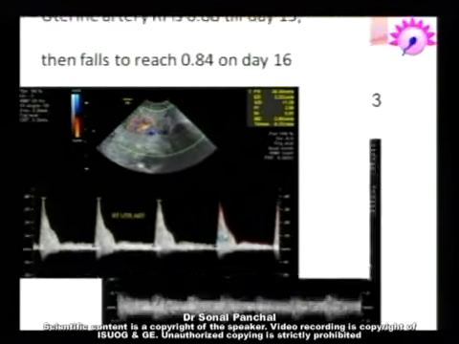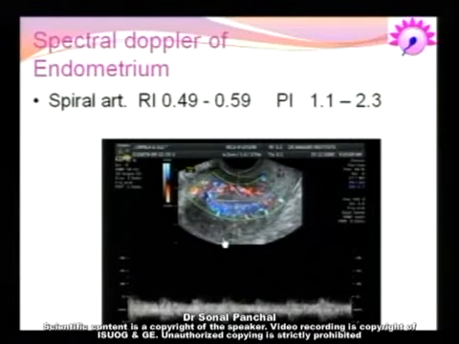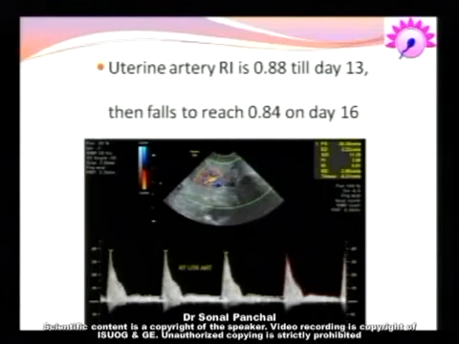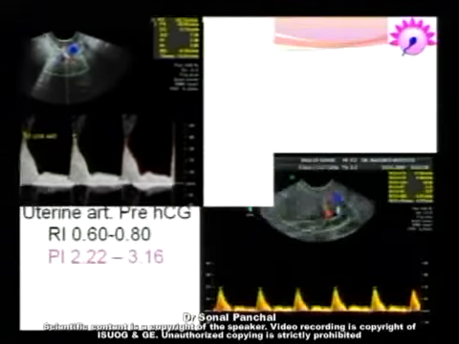These blood vessels then have to have an RI of less than 0.6. That is important. That means they have to be moderate resistance blood vessels. Moreover, it's also important to assess the uterine artery at that stage. Now, normally in the cycle, till day 13, the uterine artery is a high resistance vessel, which has an RI as high as 0.88. But it reaches a nadir close to ovulation, and then by day 16, it's again 0.84.